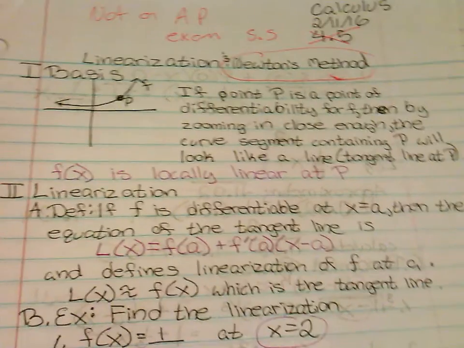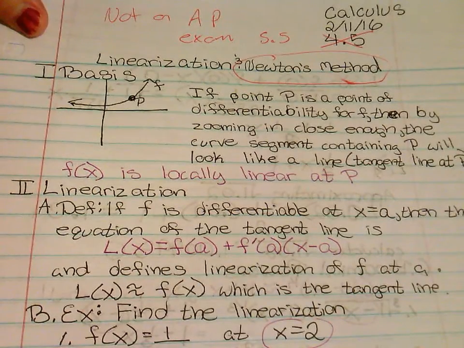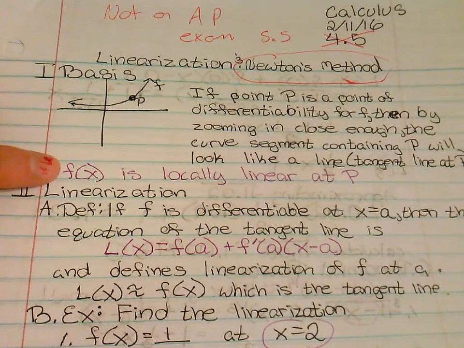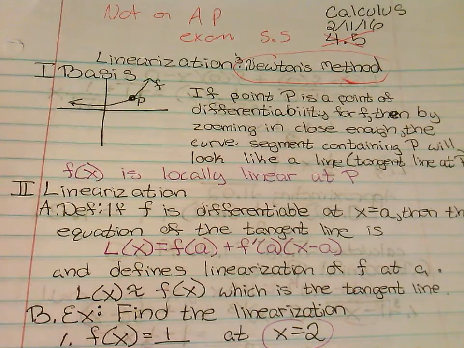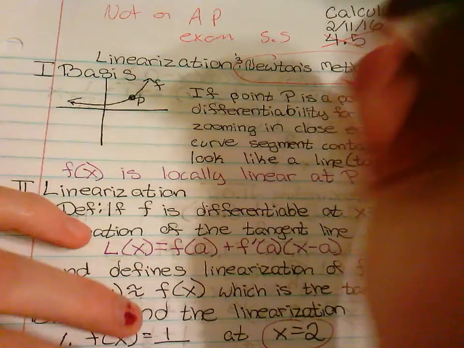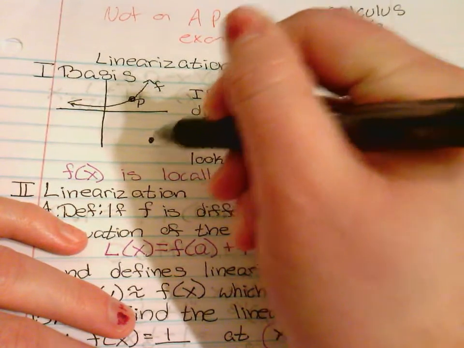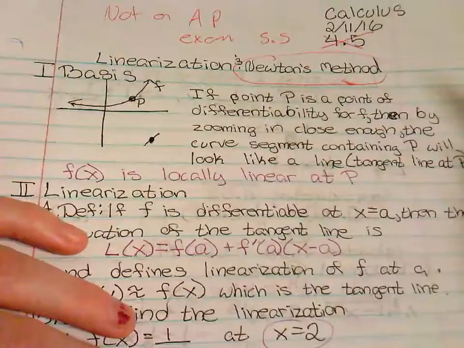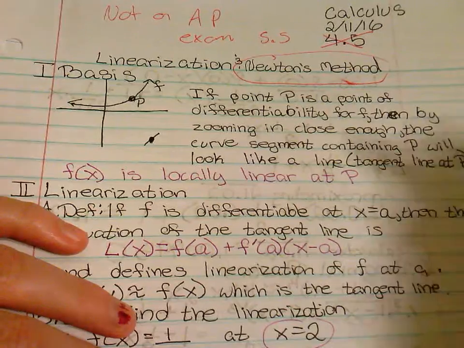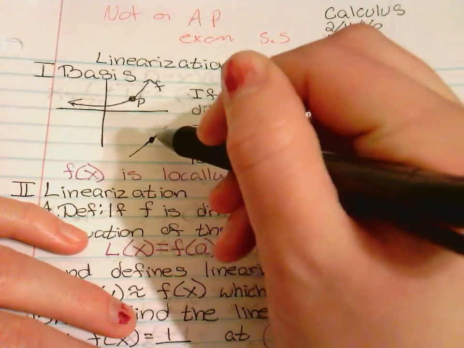So next, f of x is going to be locally linear at P. Again, here would be a snapshot on your window. So here's point P. You would see something like this. It would look like a straight line, and that would be when it is locally linear.